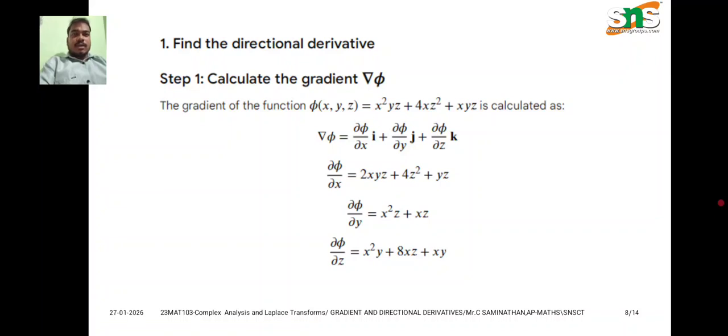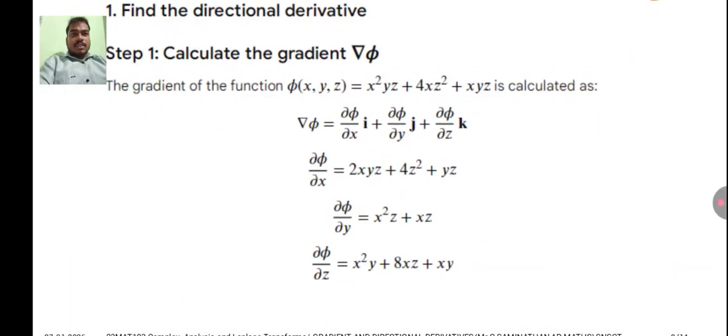Step one is to calculate the gradient, del phi. The gradient of the function phi of x, y, z equal to x squared yz plus 4xz squared plus xyz is calculated as del phi, which is equivalent to dou phi by dou x into i vector plus dou phi by dou y into j vector plus dou phi by dou z into k vector.